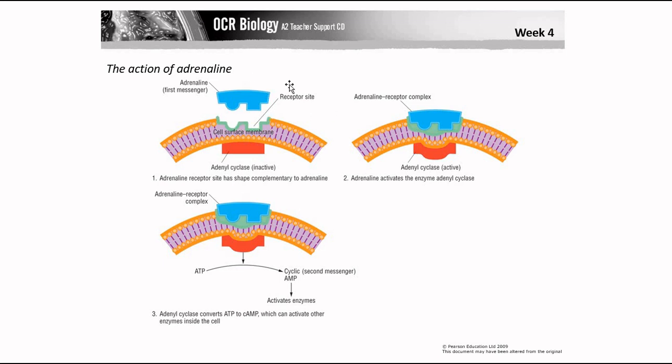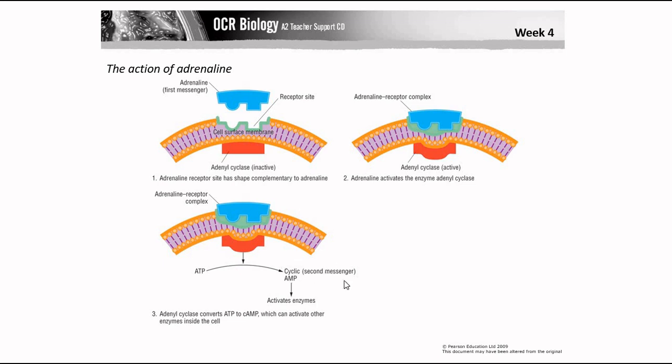So this first messenger, this hormone adrenaline, will be released from the adrenal medulla, and they're going to then bind to the cell surface membrane receptors. That's then going to cause this enzyme, this inactive adenyl cyclase, to cause a secondary change to occur. This is going to cause ATP to convert to cyclic AMP, so adenosine monophosphate instead of triphosphate, which is a really common secondary messenger.